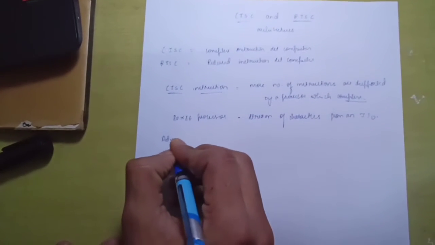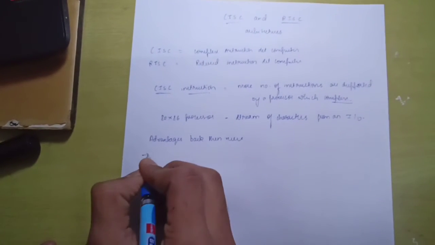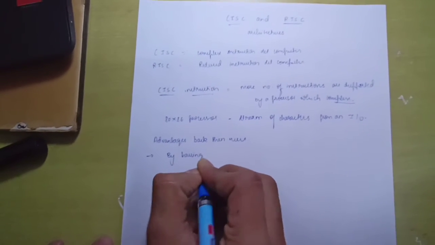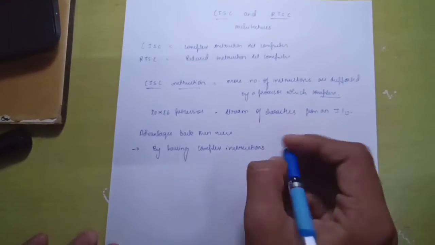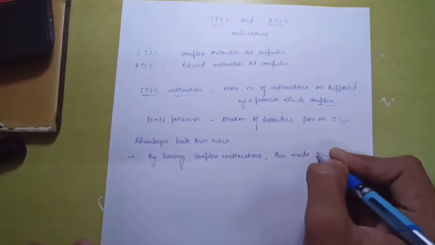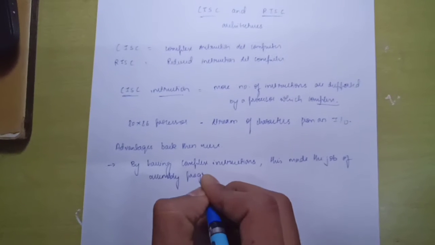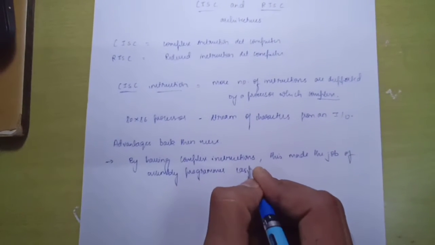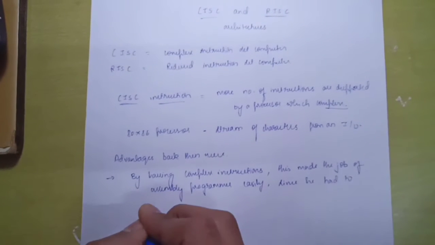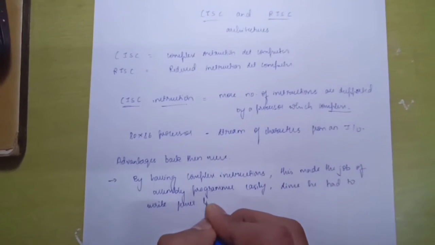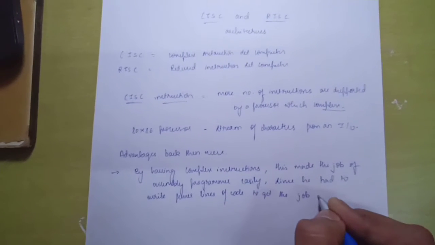So the advantages back then were there. By having complex instructions, this made the job of the assembly programmer easy, since he had to write fewer lines of code to get the job done.